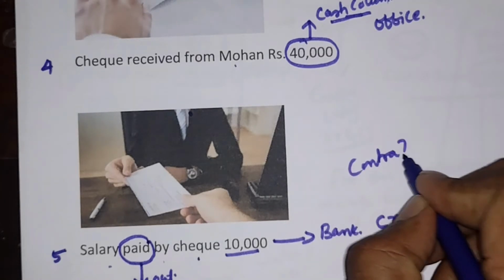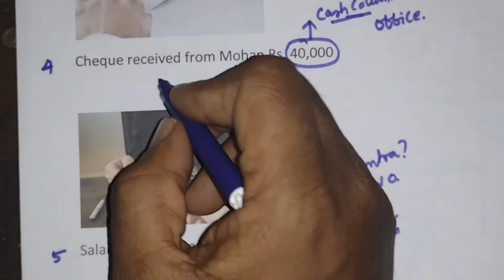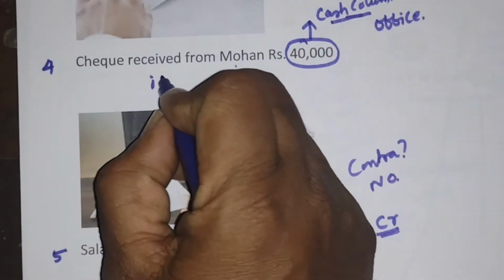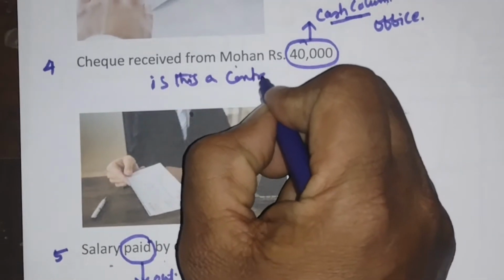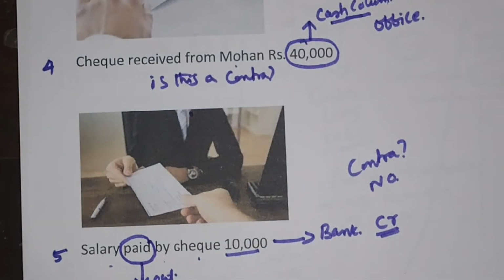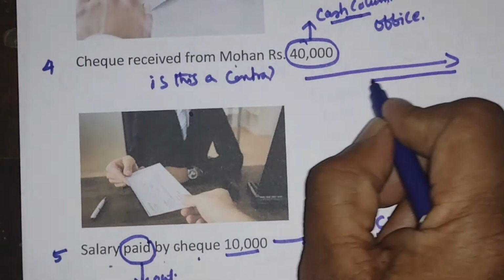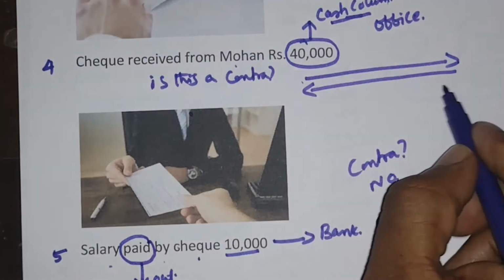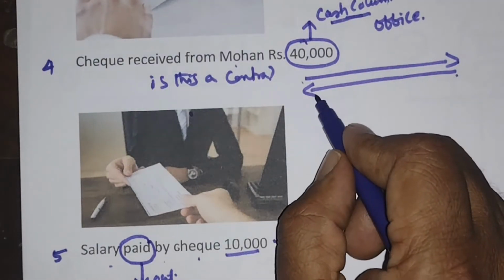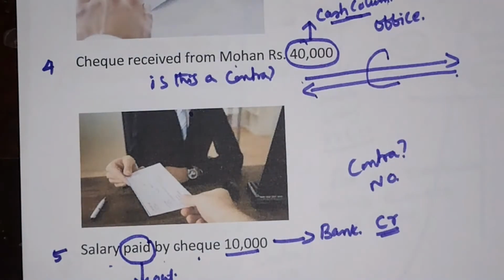Is this a contra entry? No. Even the previous one also. Is this a contra entry? No. What is the reason? It is not transferred like this. Remember that one. Office to bank, bank to office. When it is there only we will record it as contra entry. So it is not a contra entry.